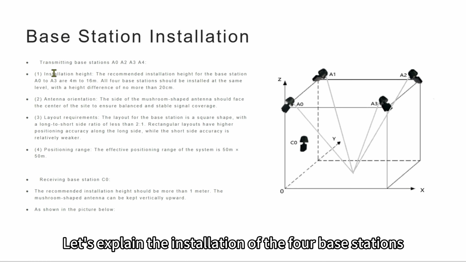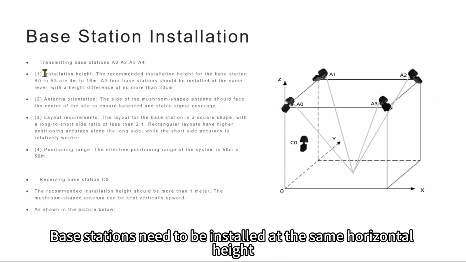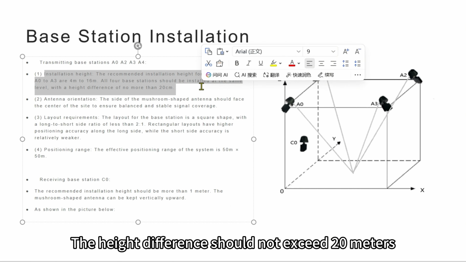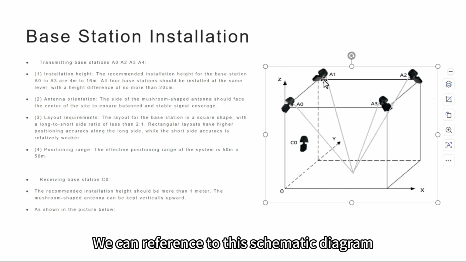Let's explain the installation of the 4 base stations. The installation height is 4 to 16 meters. Base stations need to be installed at the same horizontal height. The height difference should not exceed 20 meters. The side of the antenna is facing towards the center of the site. We can refer to this schematic diagram.